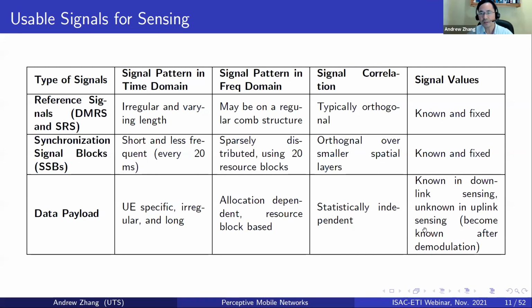If the signal is unknown in uplink sensing, demodulating the signal will also introduce some errors. So this is another disadvantage. But they have large volumes. So eventually, we think data payload would be a very good option for sensing usage. The key issue is how to resolve the disadvantages that we just mentioned.